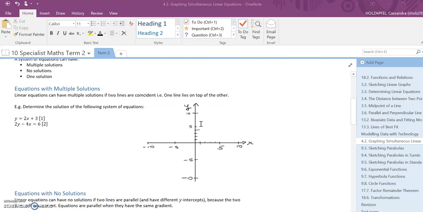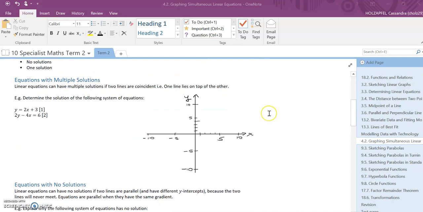Equations with multiple solutions occur when we have two lines that are coincident. That means that they occur at the same time, or that one of them lies on top of the other line. So for example, determine the solution of the following system of equations.